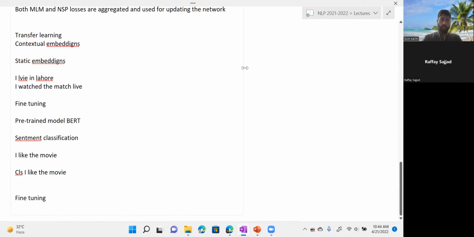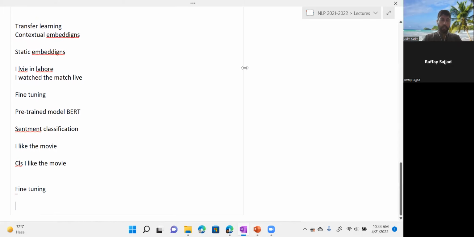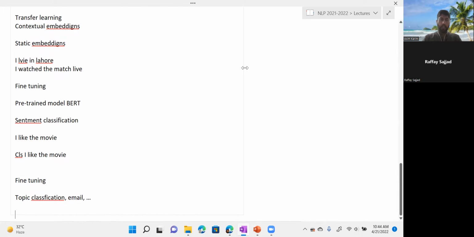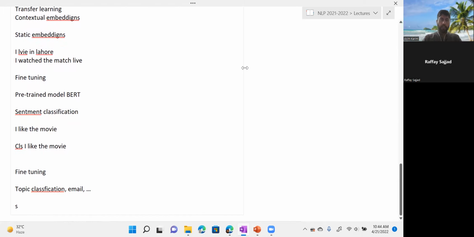And yet you can do this for anything. So all classification problems. So let's say you have a topic classification problem. So you can think of, let's say, emails classification, and so on. And it can also be used for sequence labeling tasks. So sequence classification, sequence labeling. So sequence labeling would be like POS tagging, NER.